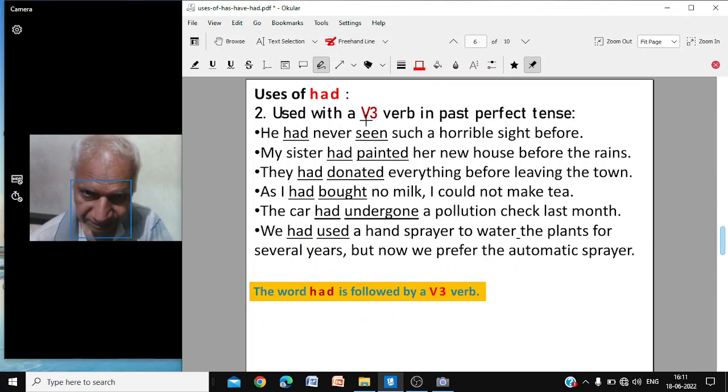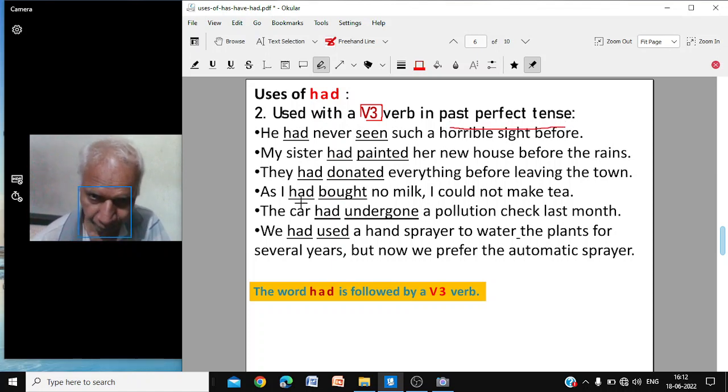Had is used with a V3 verb to form the past perfect. He had never seen such a horrible sight before. Had seen. Had followed by a V3 verb. My sister had painted her new house before the rains. Had painted. Had followed by a V3 verb. They had donated everything. Had donated. Forming the past perfect tense.